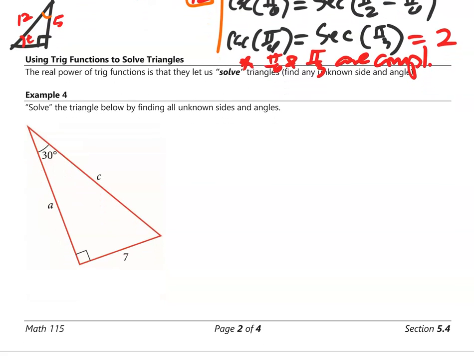Okay, next. This time we're going to use trig functions to solve triangles. The real power of trig functions is that they let us solve triangles, that is finding any unknown side and angle. Let's take a look at example number 4. Solve the triangle below by finding all unknown sides and angles. What do we have here? We have the sides are a, 7, and c, and this is the right triangle, and we have the angle here 30 degrees.